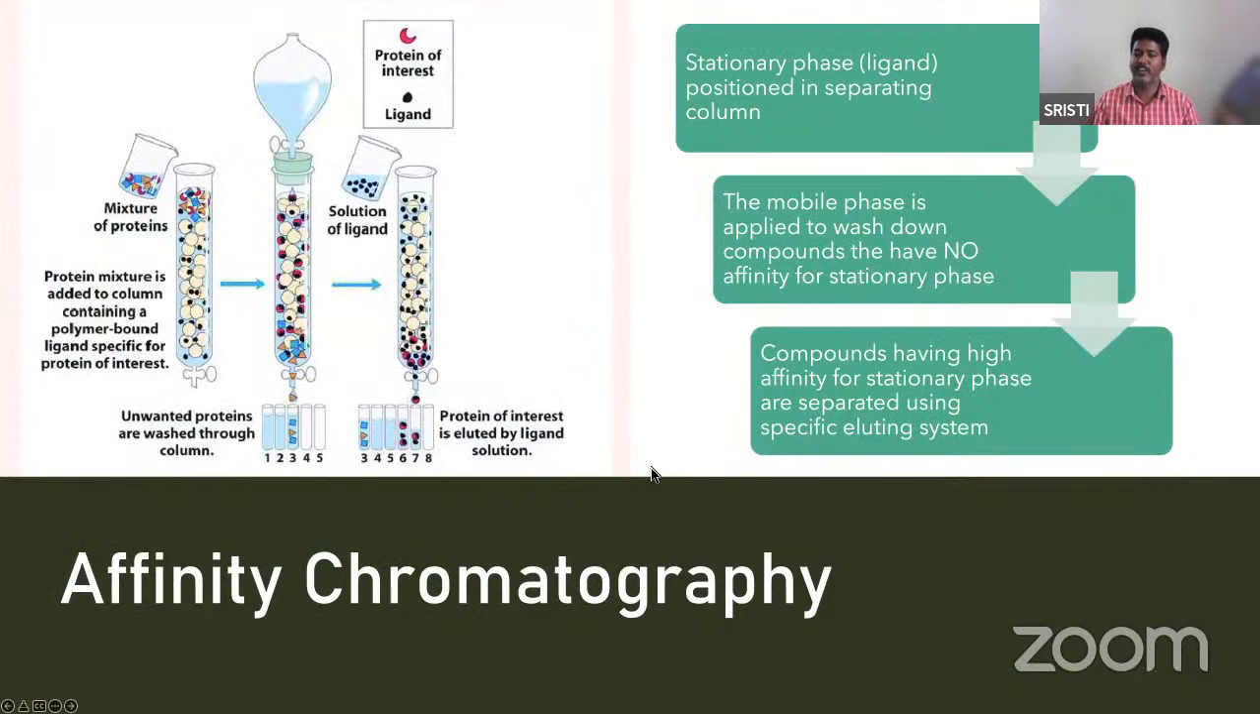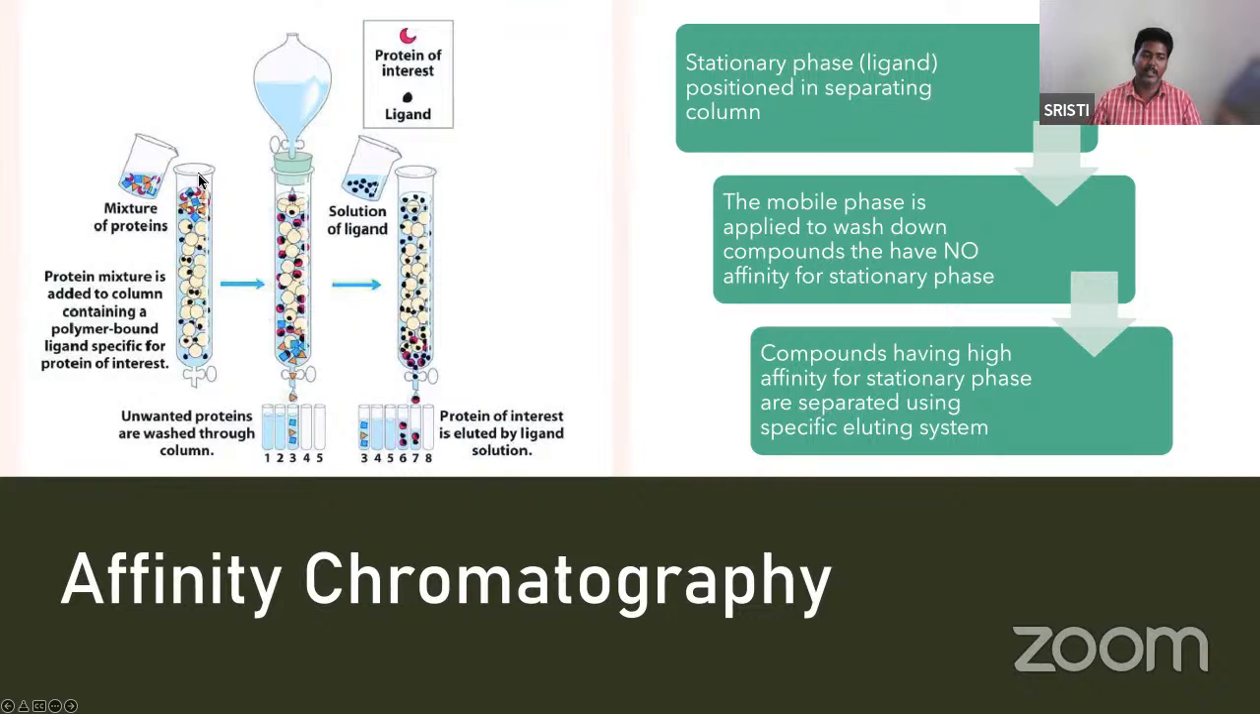Next one is affinity chromatography. So in affinity chromatography, the stationary phase differs. In normal chromatography, you use a silica-based stationary phase. Here you use a ligand-based one. Okay, the stationary phase is a ligand which is positioned in the separating column. As you see, a mixture of proteins is added to a polymer column, which has a ligand that binds a particular protein, the protein of interest.